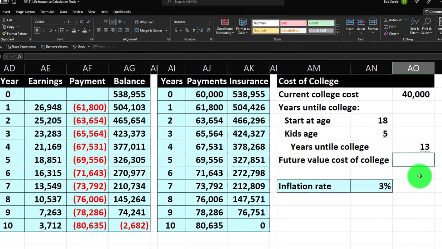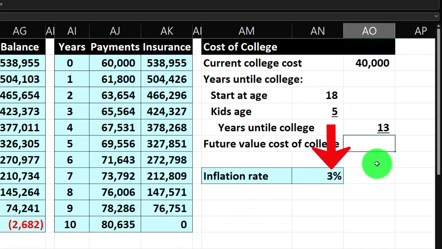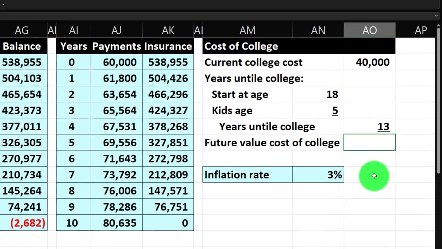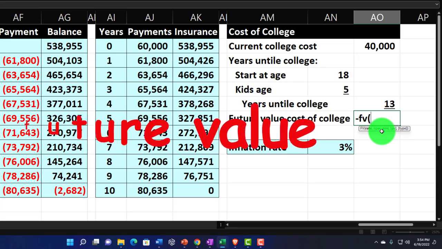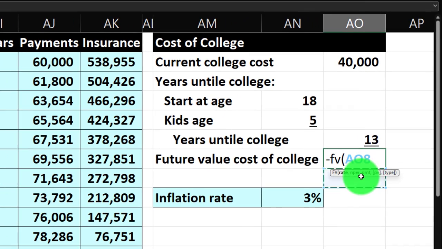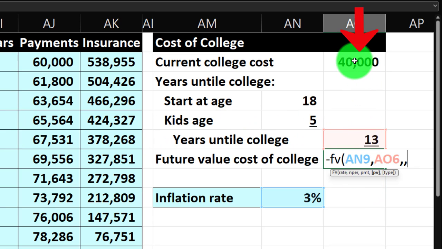So I'm going to do a calculation, which is going to be the future value calculation. How much money will we need in future value terms if there's 3% inflation over 13 years until the point we need the money? So I'm going to say this is going to be negative future value. That's how I do it typically, instead of equals brackets. The rate is going to be that 3%, comma, number of periods is going to be that 13 years, comma. And then not a payment because this is not an annuity, so comma, the present value, because it's just a future value of one, is the 40,000, and brackets, and enter.